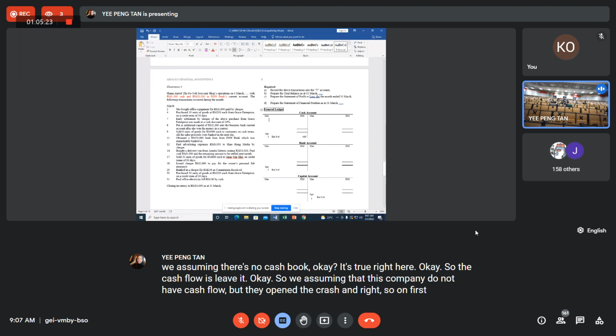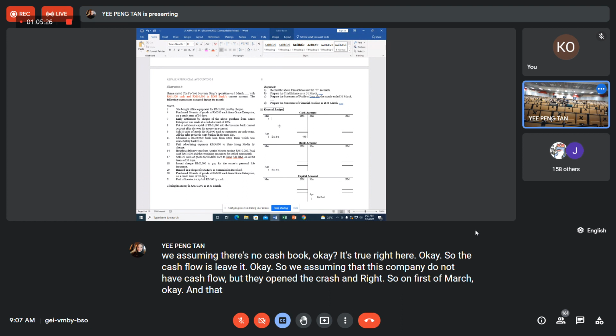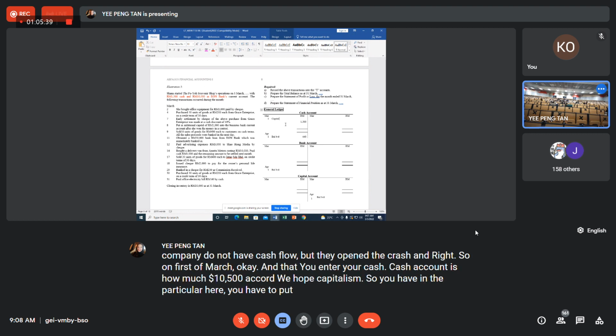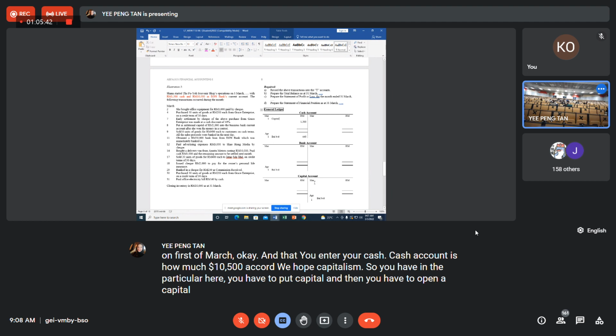So on 1st of March, okay, enter that. You enter your cash. Cash account is how much? 1,500. And credit to where? Credit to capital, isn't it? So in the particulars here, you have to put capital, and then you have to open a capital account here. First March, cash 1,500. Okay, this is the first one, and the second one is the bank.